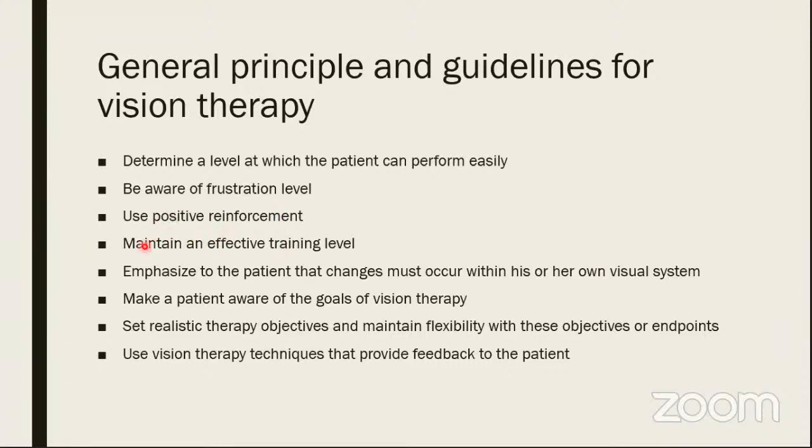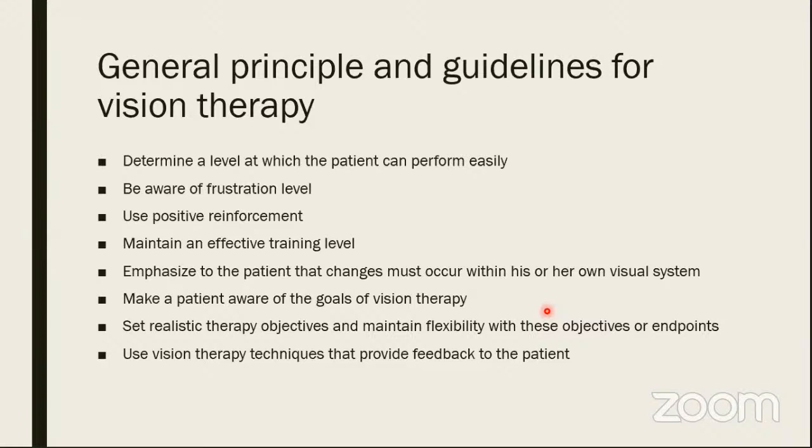Maintain an effective training level, that threshold should be maintained, and emphasize to the patient that the change must occur within his or her own visual system. It's not that anything is coming from outside and being put into the head. Make the patient aware of the goals of vision therapy. If the patient has a convergence problem, what is the goal? These initial discussions with the patient are very important while performing VT in all these aspects.